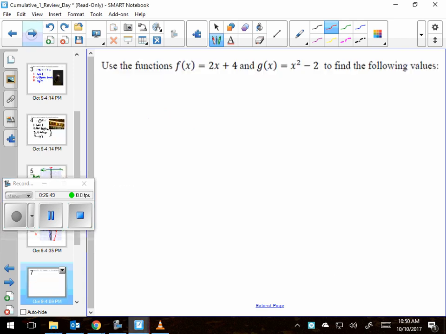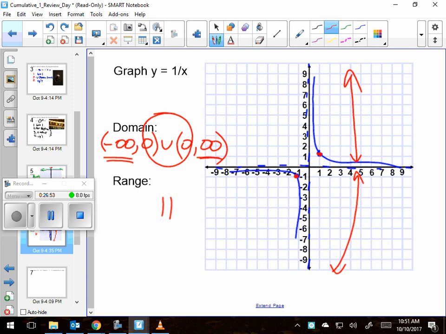All right, moving on to this kind. Oh, question, yes. Okay. Wait. So on the domain, are we talking about this direction? What's the one thing it can't touch as it moves from left to right? 0. So this is saying everything except 0. That's the way to say everything except 0.